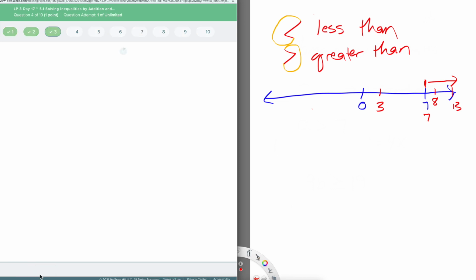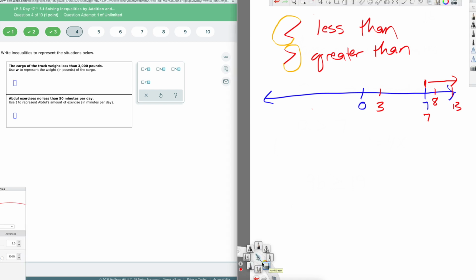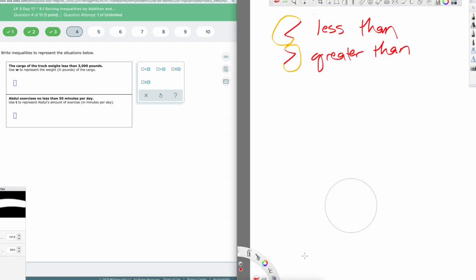All right, so let me get rid of this number line here because I don't think we need it. And if we need one, we'll draw another one. Okay, so write inequalities to represent the situations below. So we have the cargo of the truck weighs less than 3,000 pounds. Use W to represent the weight in pounds of the cargo. So the cargo of the truck weighs, all right, well, I'm going to do W for that because that's what they told me to do right here. And it's less than, so I know I'm going to use this guy, 3,000.